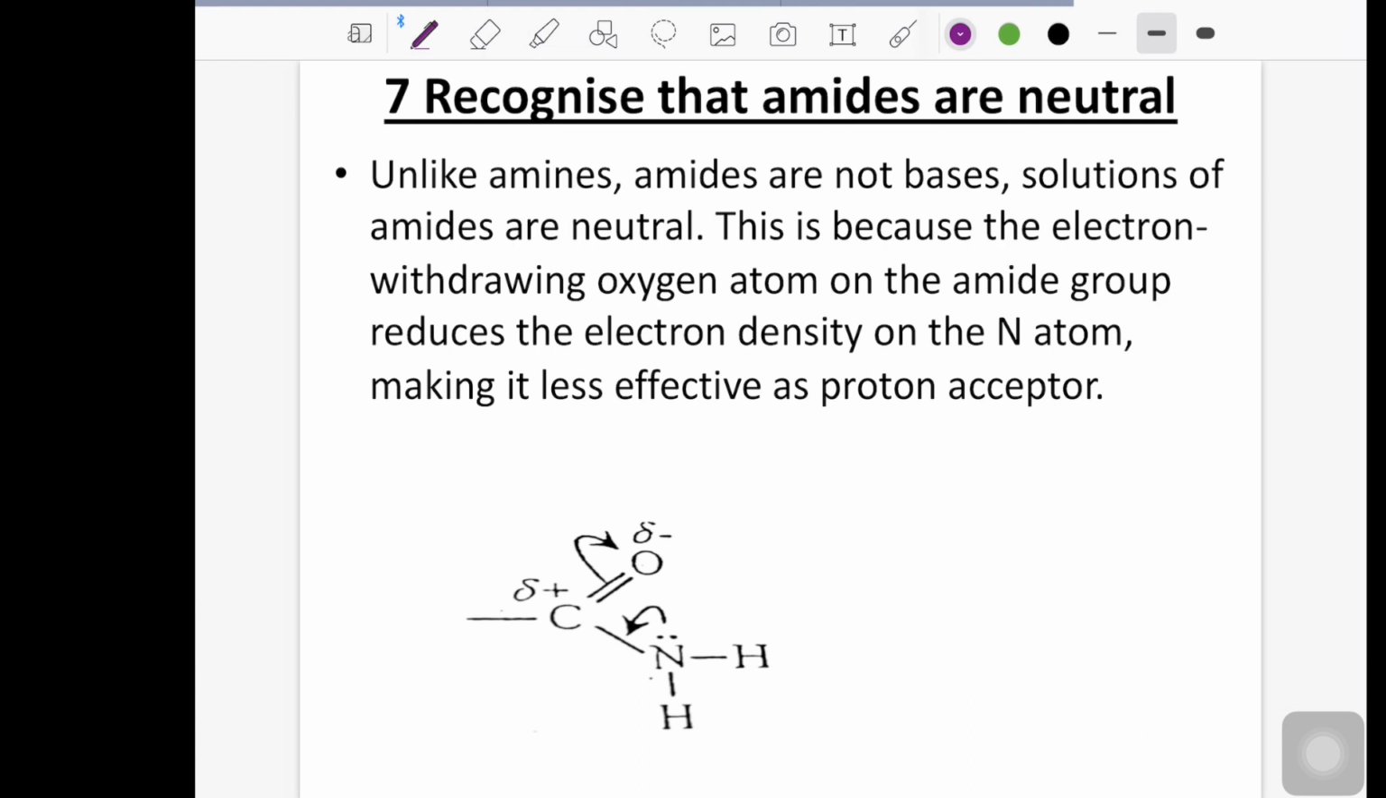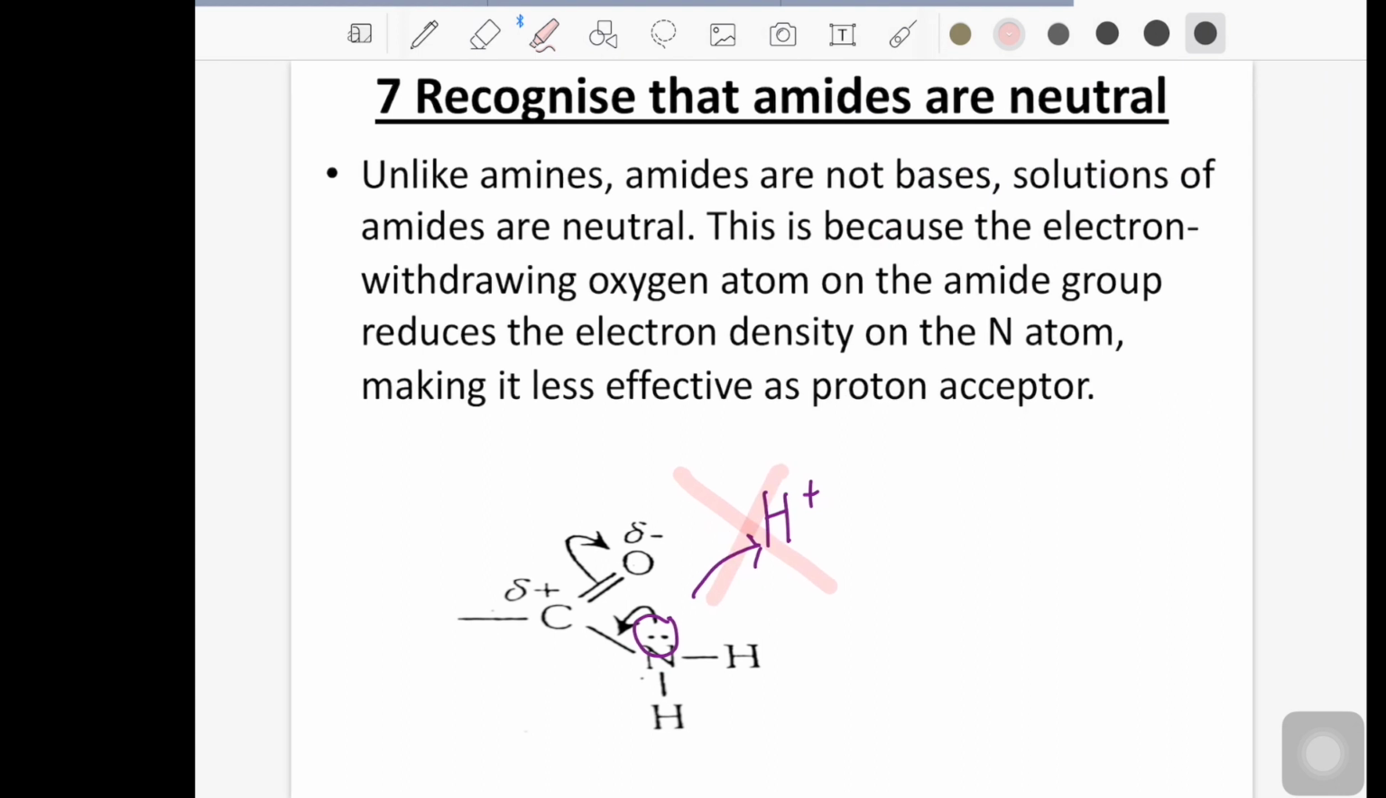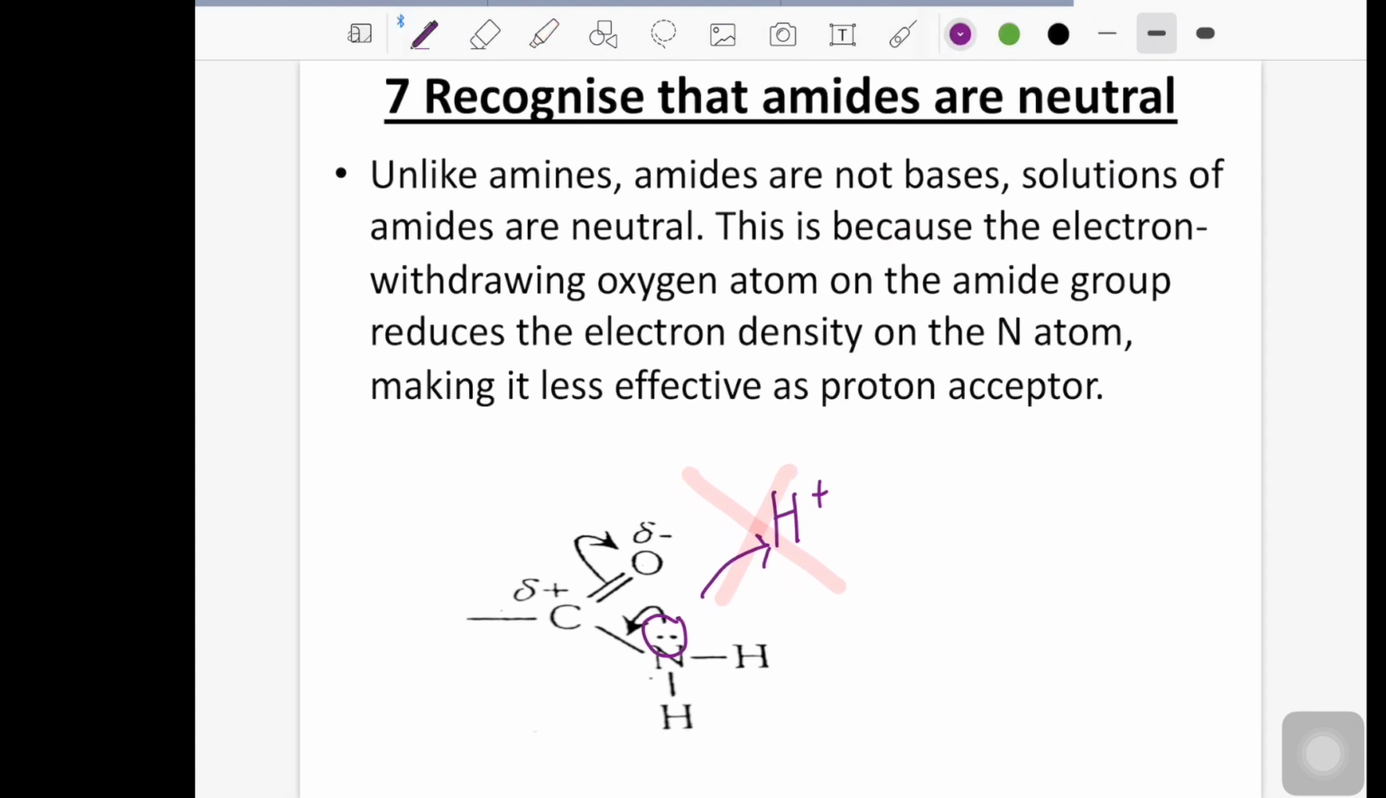Recognize that amides are neutral. Now if this was an amine or ammonia, you would imagine that the nitrogen has a lone pair of electrons, therefore it can pick up the H+. But please take note that this does not happen. The reason for that is because of two things.